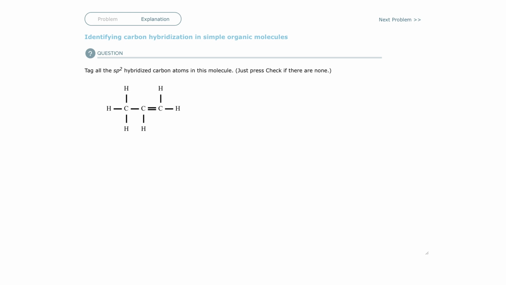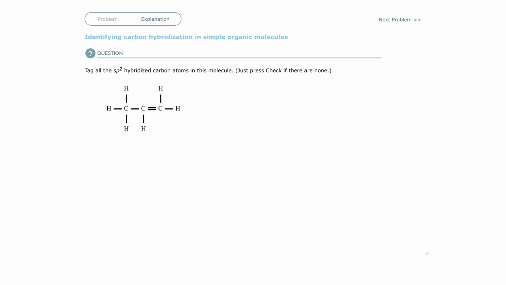So they're asking here to tag all the sp2 hybridized atoms in this molecule. Okay, so which ones are sp2? Well, let's remind ourselves of these shapes.